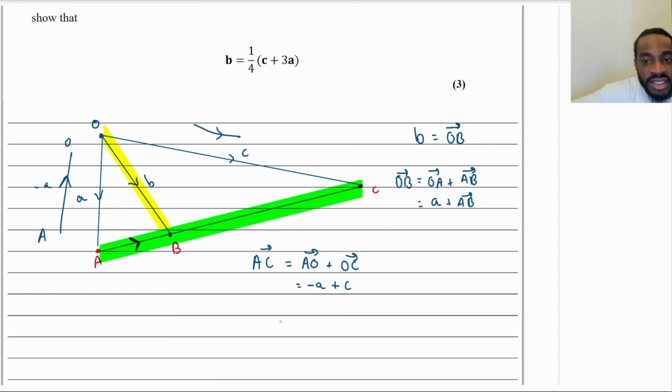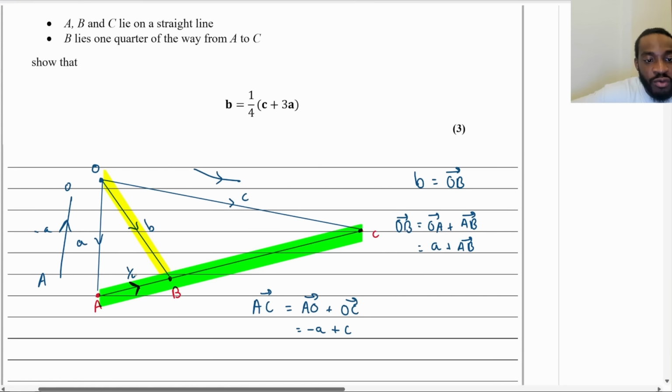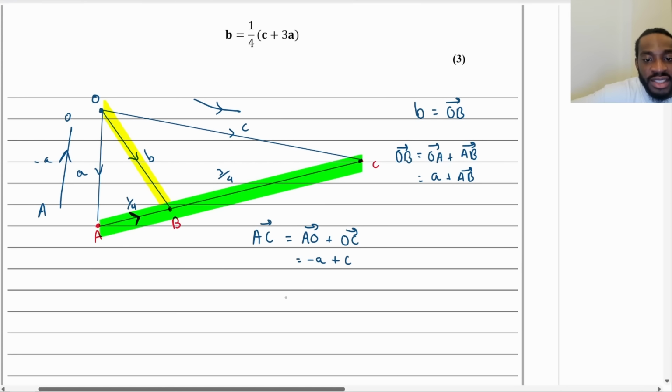So now that we've got A to C, remember, they've told us that B lies 1/4 of the way from A to C. So this right here is 1/4 of the way, and this has to be obviously 3/4. So therefore, what we can say is that A to B is going to equal 1/4 of the vector A to C, wouldn't it? Okay? And then obviously from there, we know what A to C is now. It's just minus A plus C.